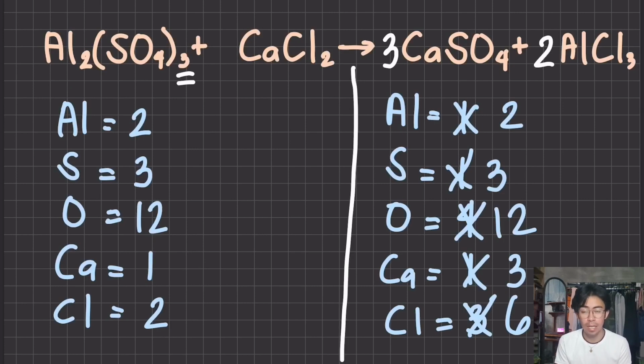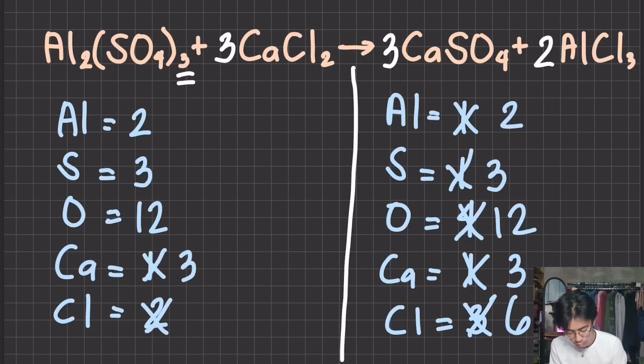Move on to the next element, which is calcium. Calcium on the reactant side is 1 and on the product side is 3. Therefore, we write 3 in front of calcium chloride. Calcium now becomes 3 and chlorine becomes 6. Then check chlorine. Chlorine on the reactant side and on the product side is both 6.